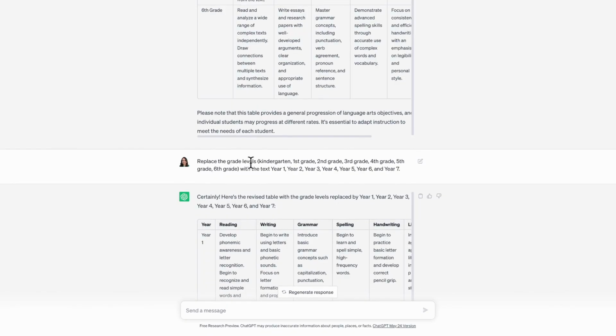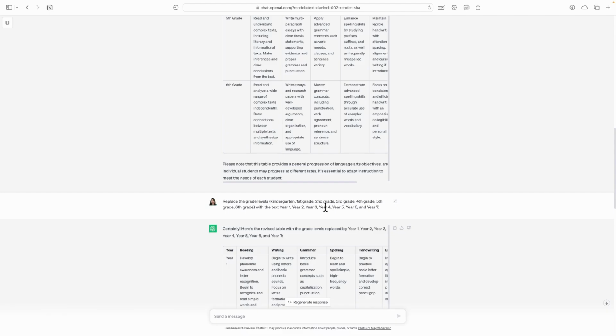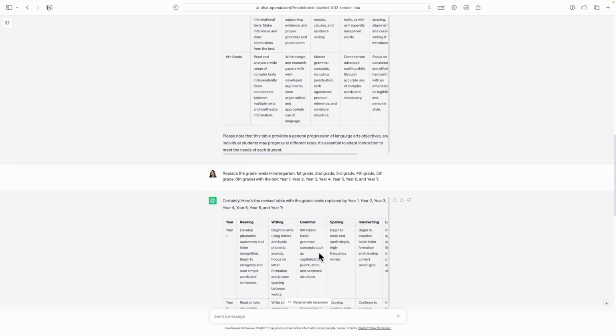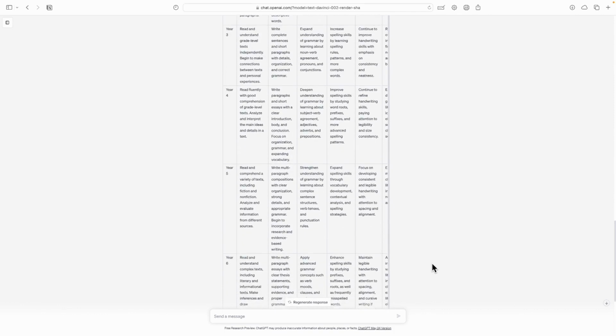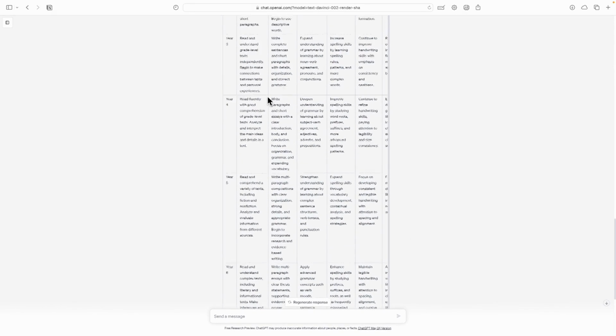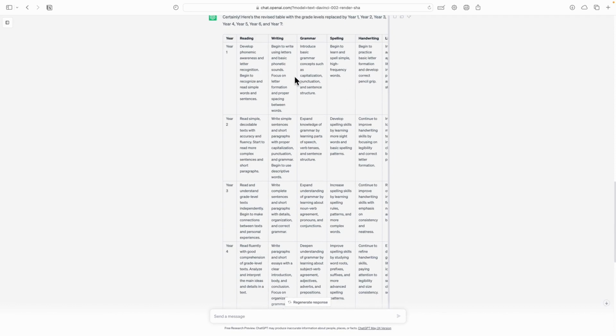I said replace the grade levels kindergarten through 6th grade with the text year 1 through year 7. And I realized this may be confusing since, like in the UK, you do use terminology year 1, year 2. But here in the United States, I'm just trying to get rid of the idea of what we typically call the grade levels so that I wouldn't be caught up in that. And so it just gave me that same, as far as I can see, it's the same table, it's just with this text changed.